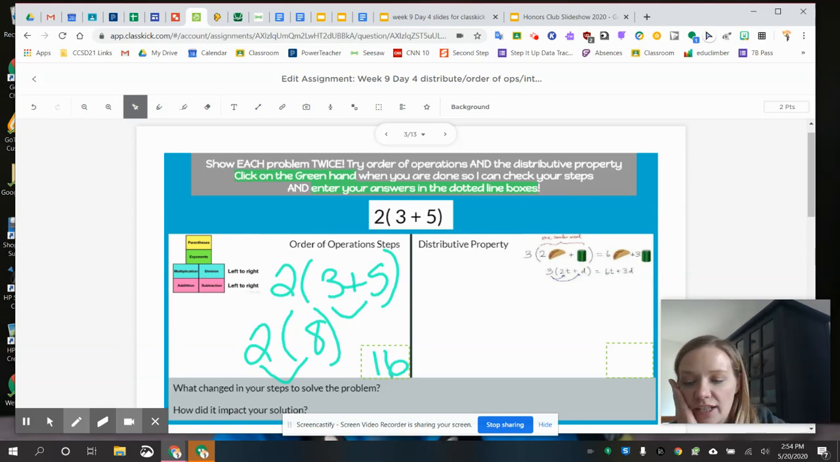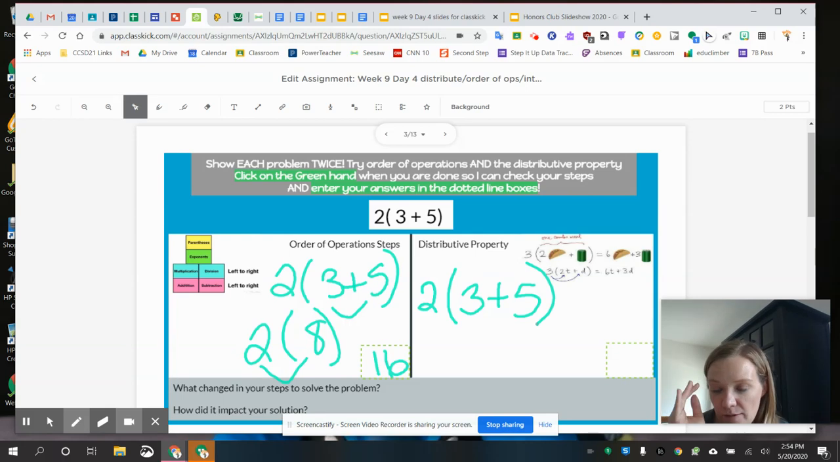Okay. Then you're going to take the same exact problem, but then the second time you solve it, you're going to solve it using the distributive property because really that's the last thing we learned. And that's the thing that I'm really trying to review with you today. And that's what I'm going to be assessing. So the left side is more checking your work and the right side is making sure that you're understanding how to apply the distributive property.